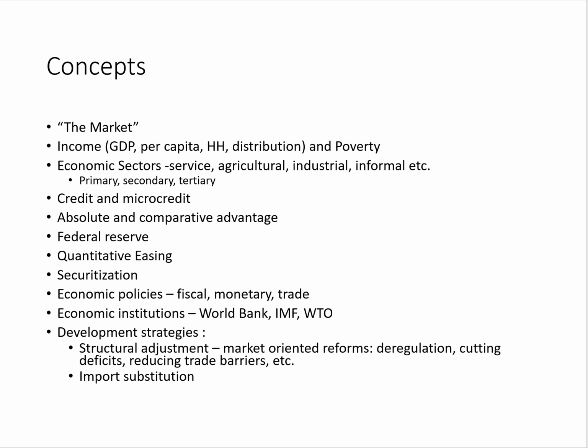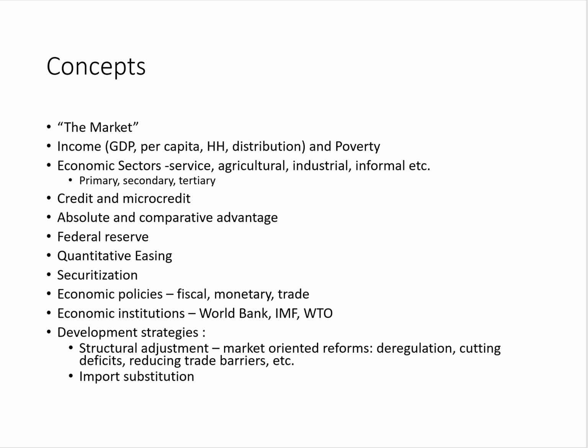And then there are development strategies. Structural adjustment is the policy that is most favored by the IMF. And this policy primarily deals with getting countries to engage in market-oriented reforms. So what are these reforms? Deregulation. Deregulation means letting businesses do what they want to do as opposed to having heavy government regulation. Cutting deficits, that means stop borrowing money.